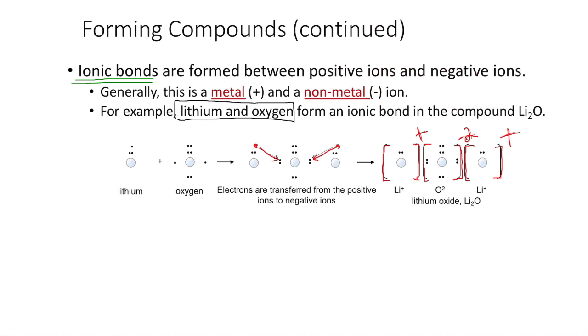Ionic bonds are formed between positive ions and negative ions. Generally, this is a metal and a nonmetal ion. For example, if we look at lithium and oxygen forming an ionic bond to form the compound Li2O. This example has been drawn without the shells, so you can see that these 2 electrons here are in the first shell and then there's 1 in the second shell. So this is representing the 3 electrons that lithium has. And then oxygen has a total of 8 electrons. So it has 2 in the first shell, and then it has the remaining 6 in the next shell.